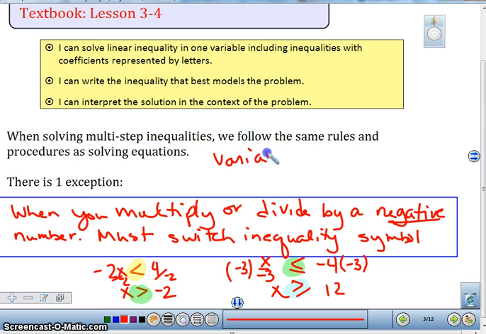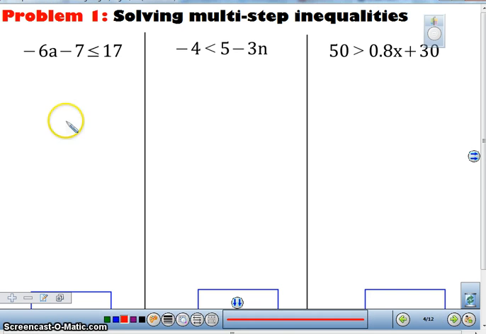The other thing I want you to keep in mind is that when you write these, you always want to have the variable, then your inequality, then you want to have the number. That will help you to graph it correctly. So what about solving some problems like this?